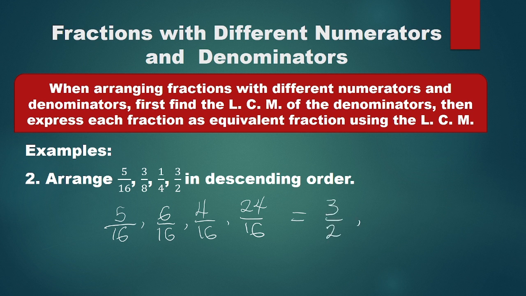Followed by 6, which is 3 over 8, followed by 5, which is 5 over 16, and lastly we have 4, which is 1 over 4. So I have just written these fractions in descending order.